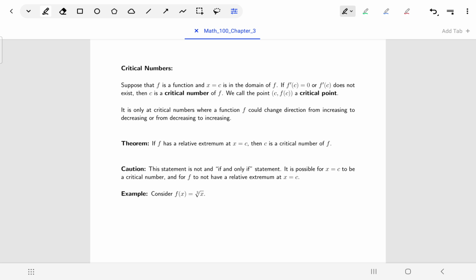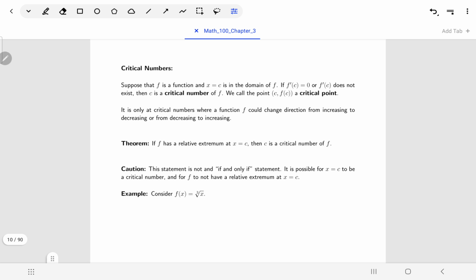If f prime of c is 0 or if f prime of c does not exist, then you could say that c is a critical number. And then that point, (c, f(c)), you would call that a critical point. So that's something that's going to be important later on for us locating maximum and minimum values. Part of our work will involve finding critical numbers. And part of it is because of this relatively important theorem, which is that if you have a relative extremum, then you are guaranteed that that point must be a critical number.